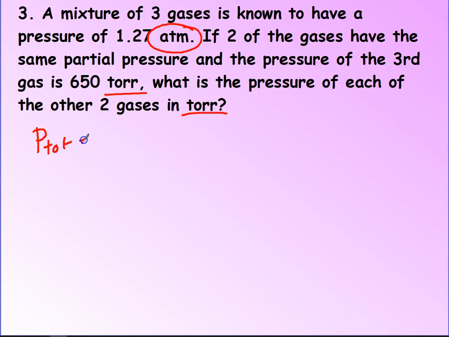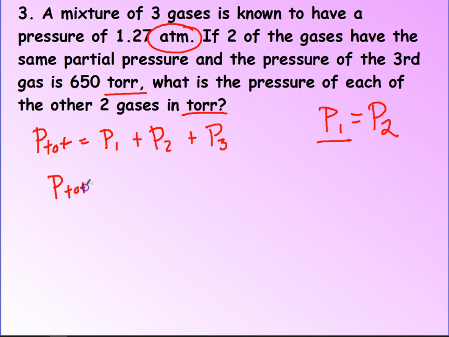P total is equal to the pressure of the first gas plus the pressure of the second gas plus the pressure of the third gas. I also know that pressure 1 is equal to pressure 2. So instead of writing pressure 2 here, I'm going to put pressure 1, so that way I'll have two pressure 1s. So really the total pressure should be equal to 2 pressure 1s plus pressure 3, because they equal the same amount. So if I get pressure 1, I'm going to get pressure 2.